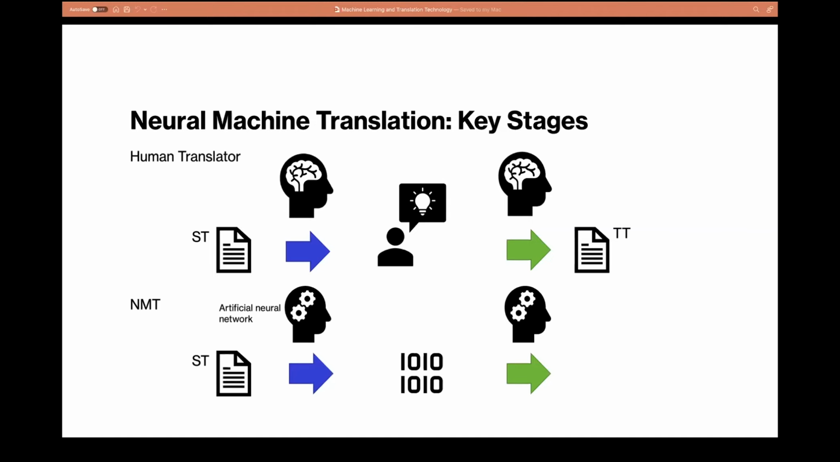And then based on that artificial neural network, we have the generation of a target text. Based on the digital internal representation, the numbers we have representing the source text, another artificial neural network can generate a target text. Now, this is basically how neural machine translation works. And more technically speaking, we have encoding and decoding, and the first neural network is called encoder, and the second one is called decoder.